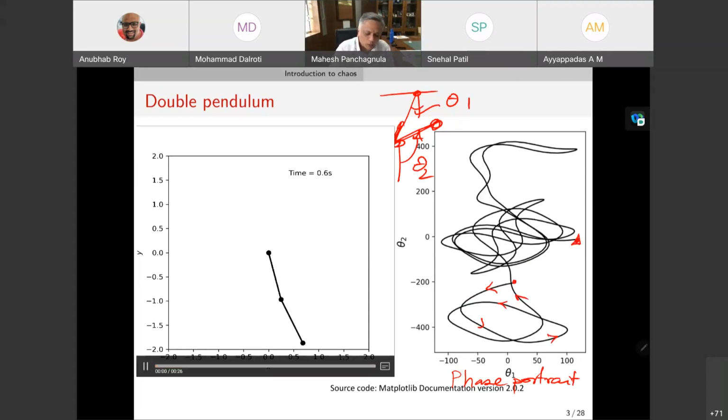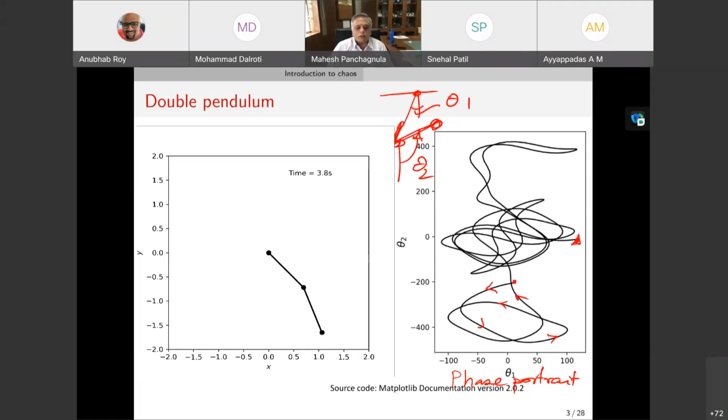So I'll play this video one more time. Okay, now you see this kind of bobbing around. It's a fully conservative system. There is no dissipation in this system. So whatever is the initial energy is conserved through and through. As time progresses, you see that the motion is pretty complicated, but every bit of this motion is governed by the simplest of the laws of mechanics.